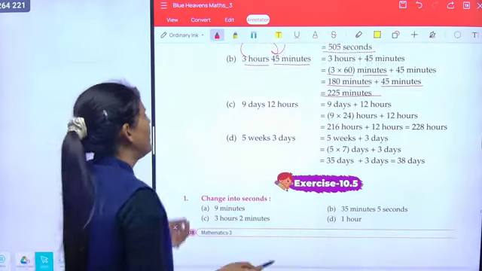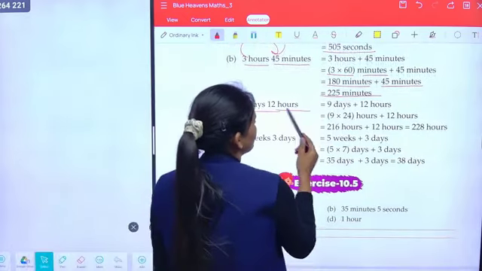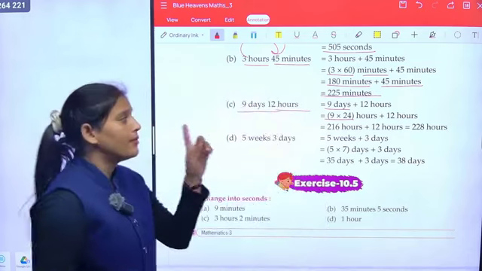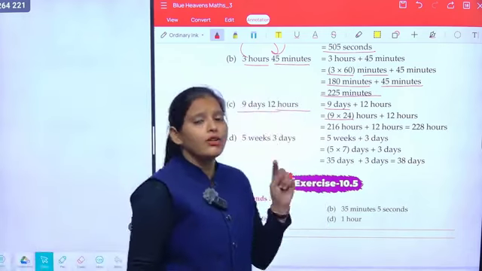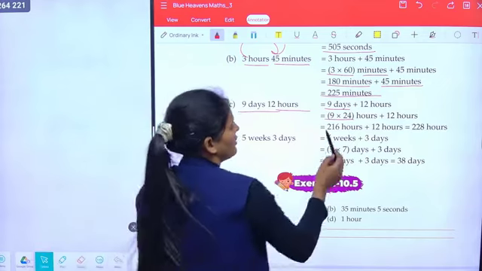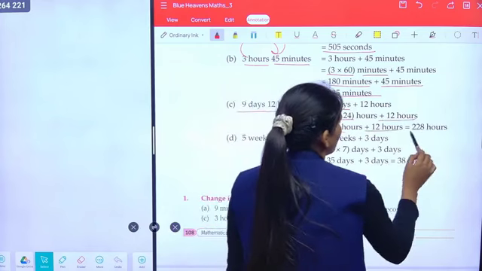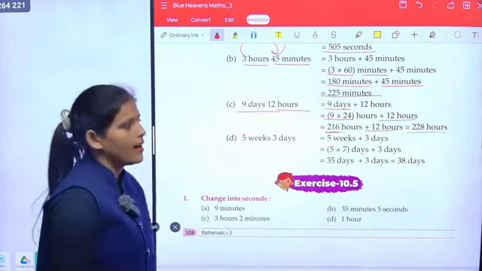Now 9 days 12 hours into hours. 9 days multiplied by 24, because 1 day is equal to 24 hours. That is 216 hours. 216 plus 12 hours is 228 hours.